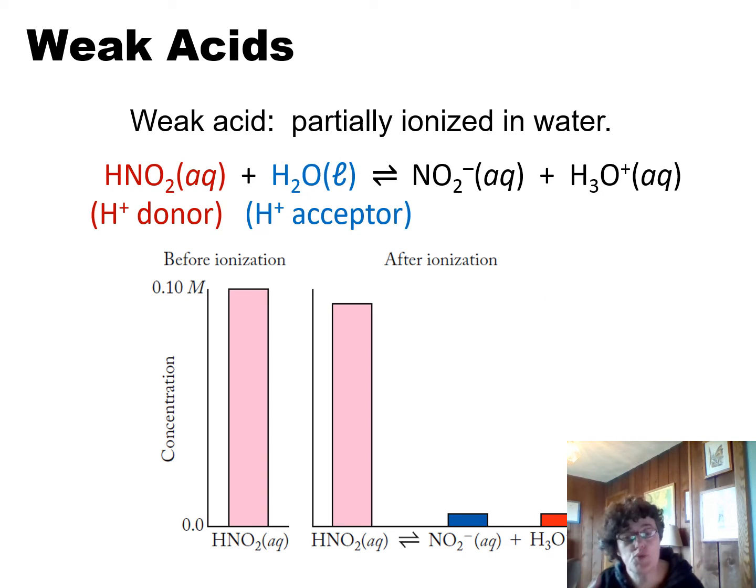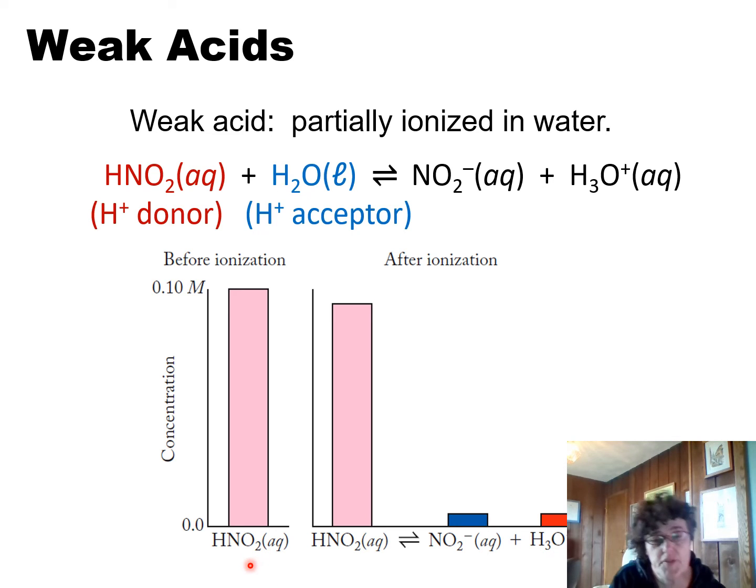So what about weak acids? Weak acids instead are only partially ionized in water. Actually, the amount that ionizes is quite small. So if we put 0.1 mole per liter in solution, and we have an equilibrium, so that's the double arrow, the vast majority of the HNO2 is still going to be present in solution, and I have just small amounts of NO2 minus and H3O+.